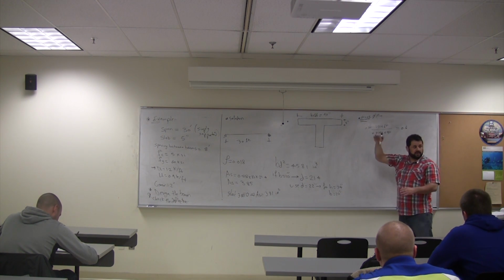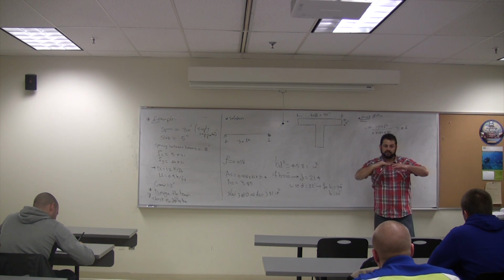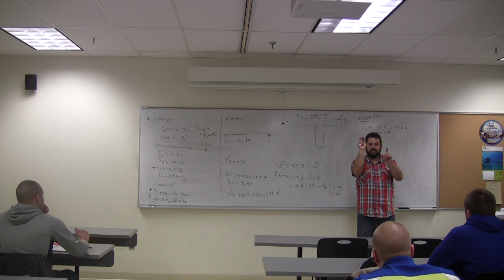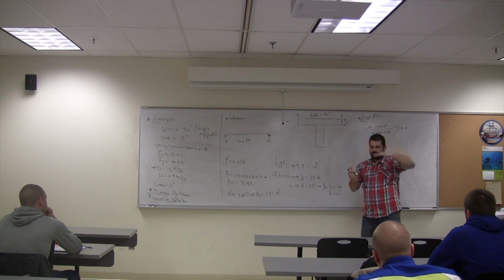The smaller the A, the stronger the section, because what's the arm? It's (d minus a) over 2. So the smaller the A, the stronger this arm between C and T, the higher the distance between T and C when the A is smaller.